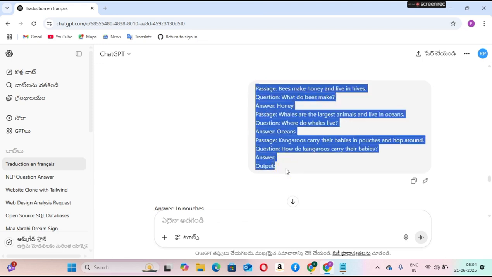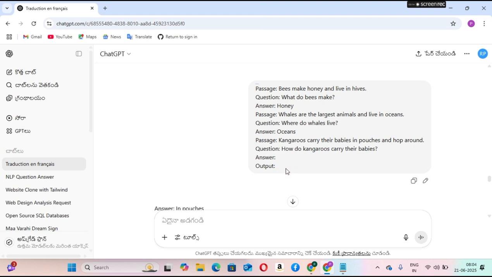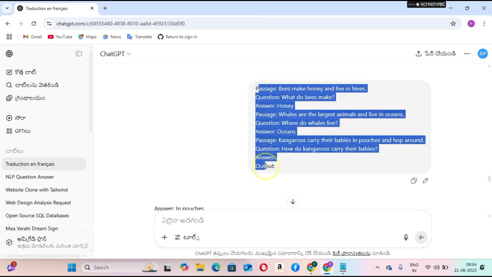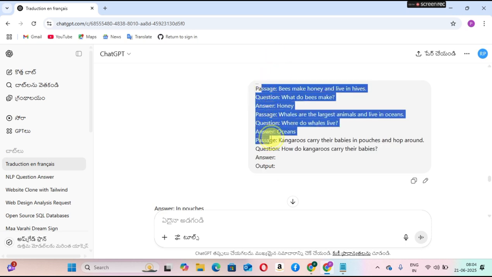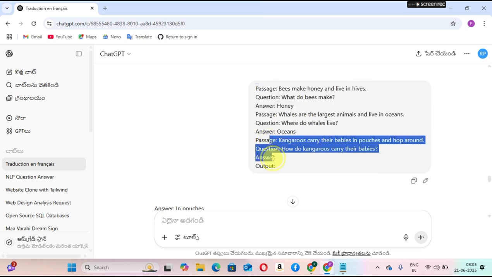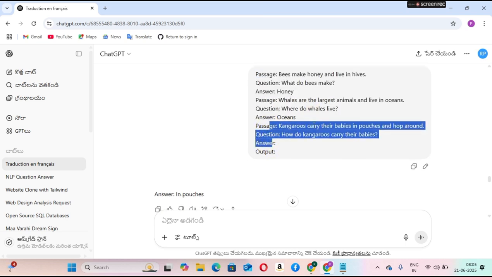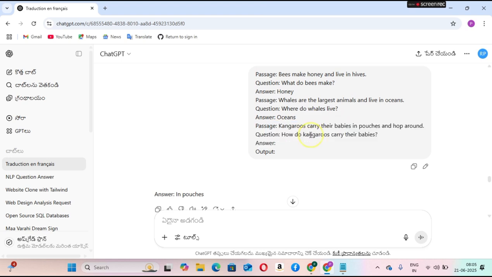Finally, let's do a reading comprehension task with few-shot prompting. We will show a couple of examples with passage, question, and then answer. So let's consider our complete prompt. If you see, these two are examples which contain passage, question and answer. And finally this passage, that is, kangaroos carry their babies in pouches and hop around.